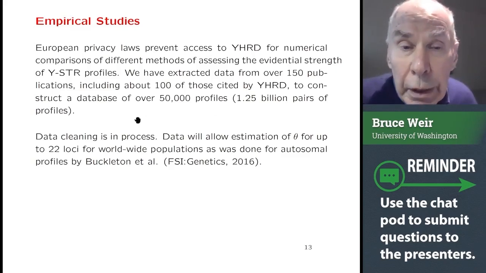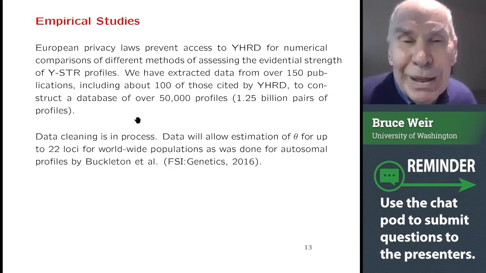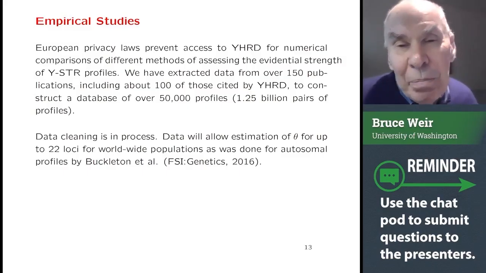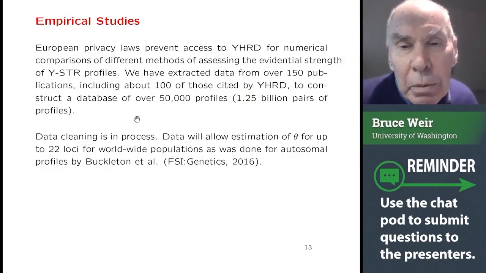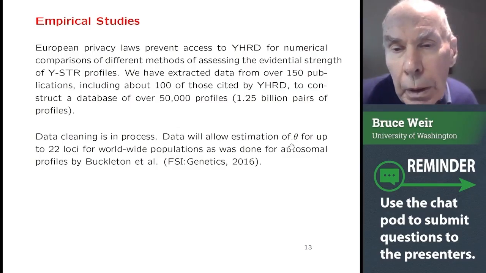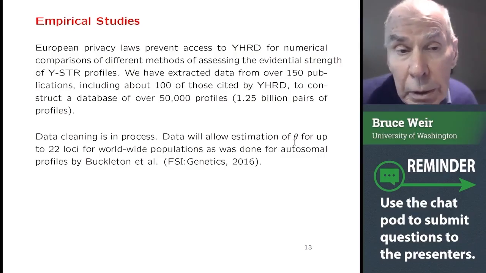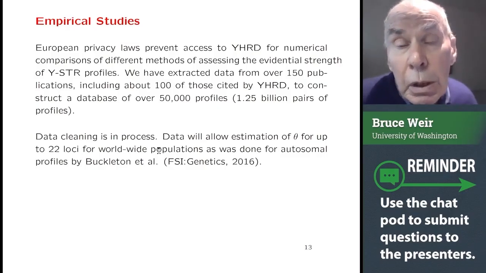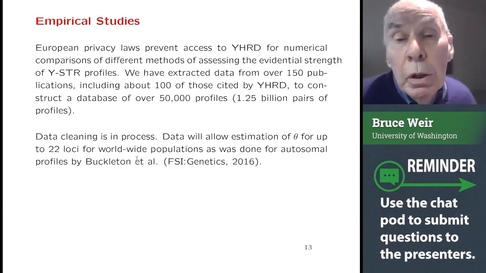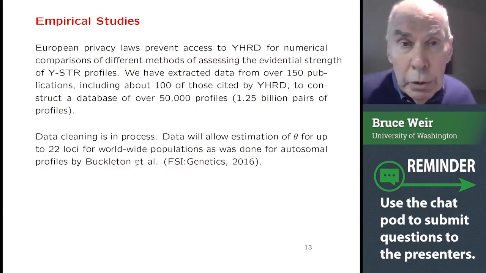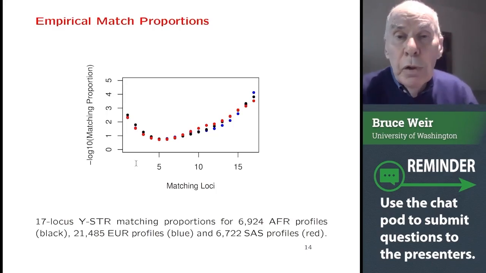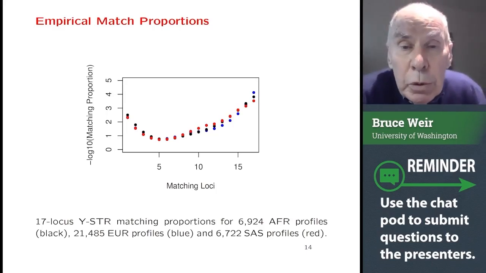So we're cleaning the data. A lot of mistakes we find, but made by the authors, we think, a lot of uncertainty in what they actually mean. But what we will be able to do is estimate the parameter theta for up to 22 loci for worldwide populations. This is repeating work we did earlier for the autosomal profiles. So that work is progressing well. And here's just a flavor of what we've been able to do so far.